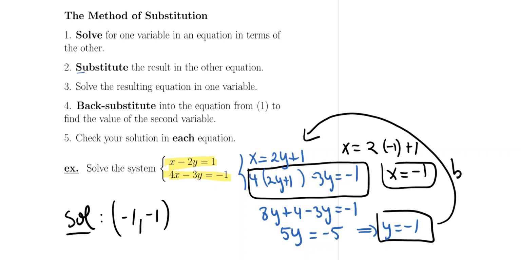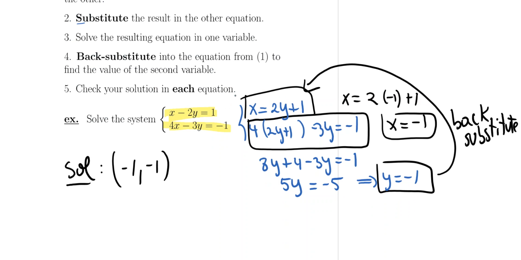So this is what we mean by back substitute. Substitute the y you solved for back into your equation. And you can check your solution in each equation. So if you substitute negative 1 for x and negative 1 for y, you're going to get a true statement for the first and for the second.